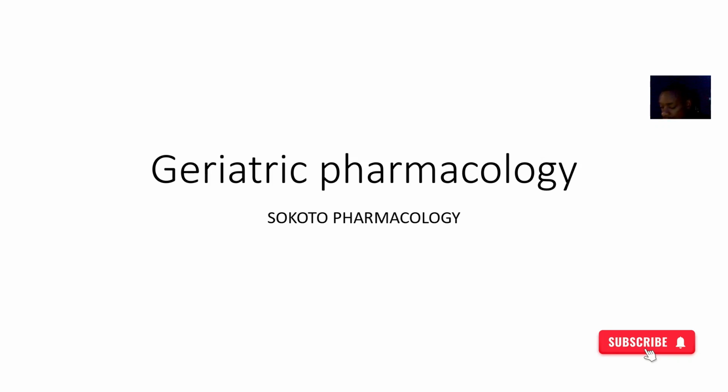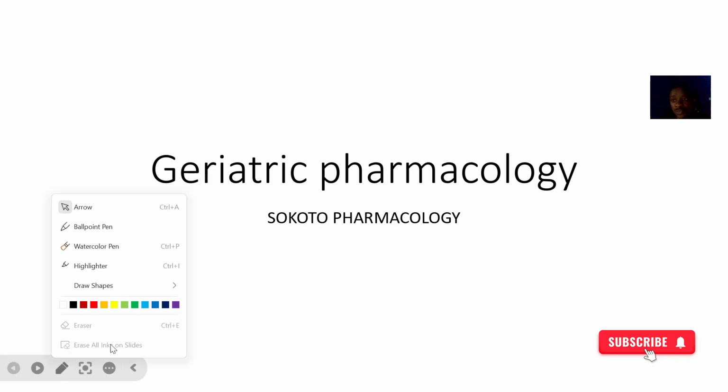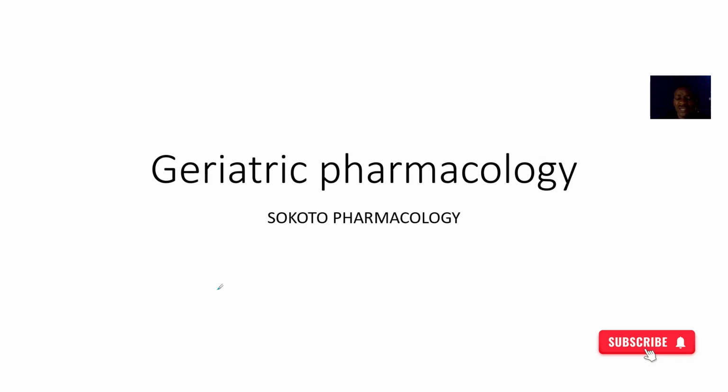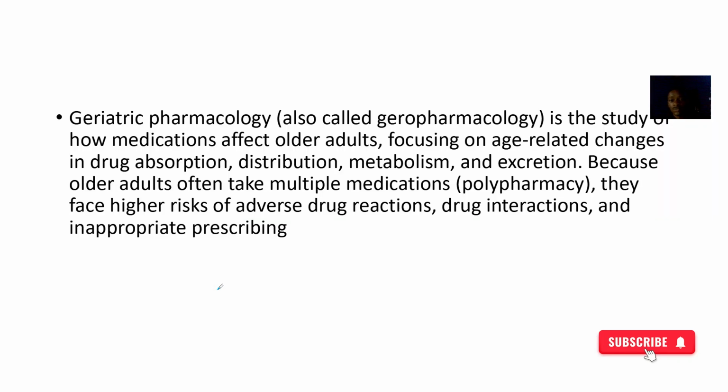So we quickly want to look at another branch of pharmacology, and this is what is known as geriatric pharmacology. Anytime you hear geriatric, you are simply dealing with old people. It is also called geropharmacology. It is the study of how medicines affect older adults.